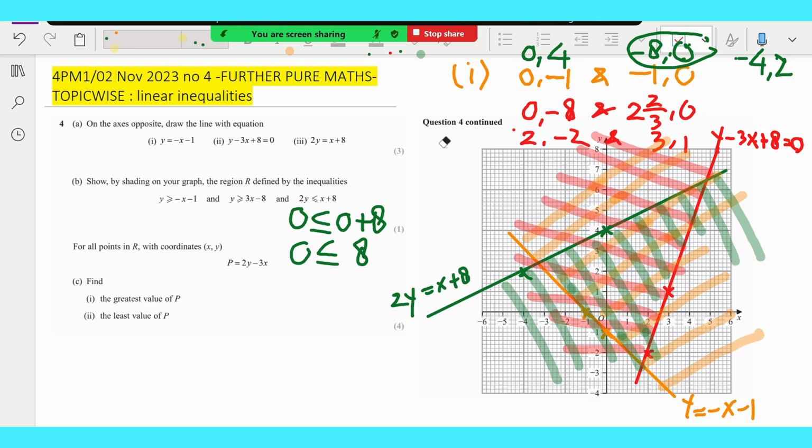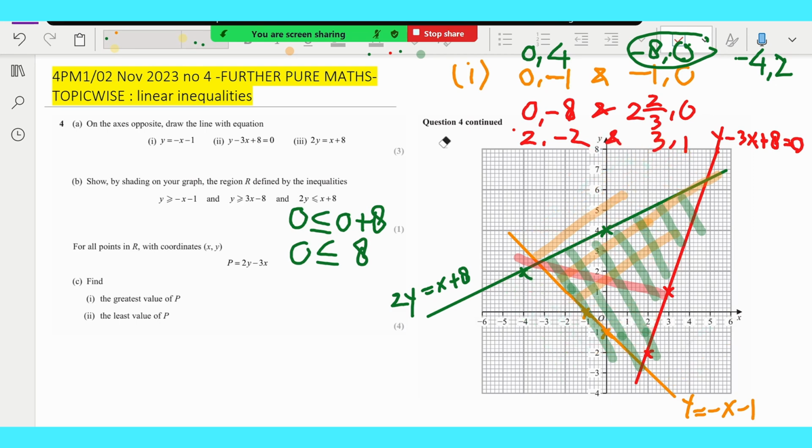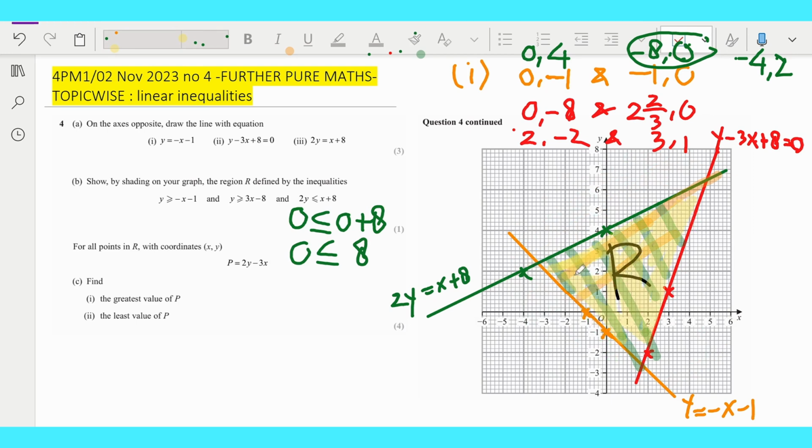Now let's just clean up the outer side here and leave the triangle shaded. So that is our answer. So guys, this is our region R for B, defined by these 3 inequalities. Now let's move on to part C.